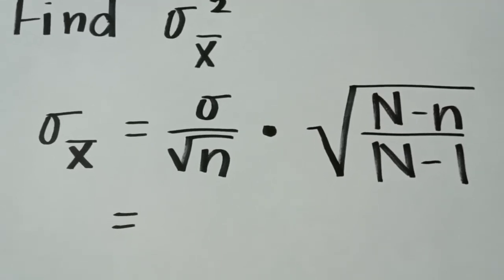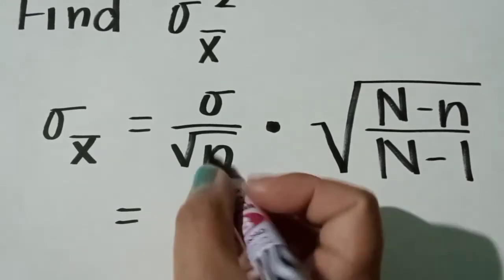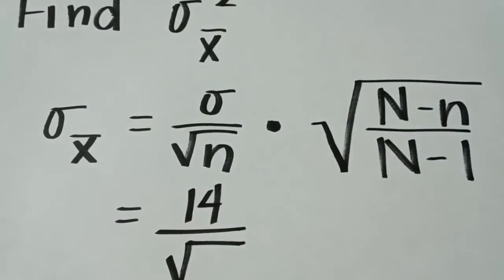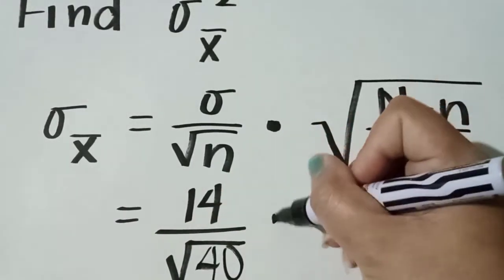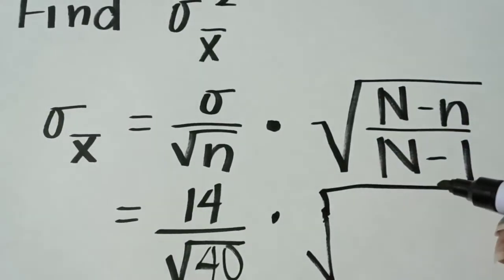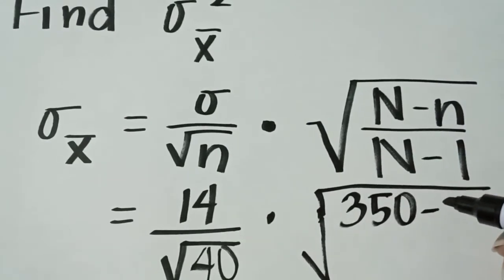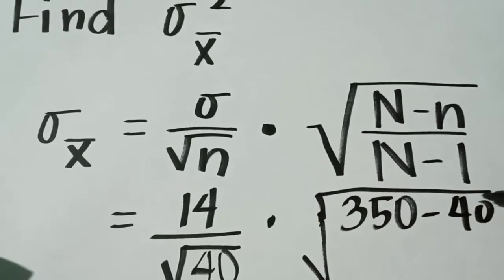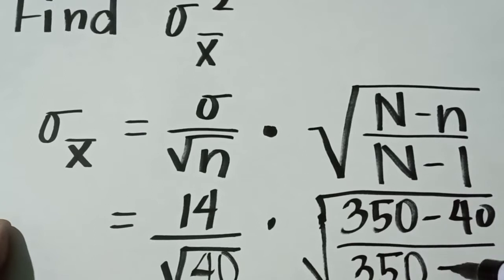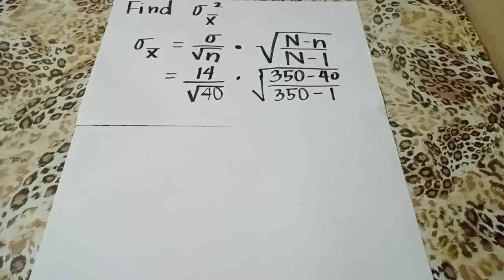So of course, the value of our standard deviation is 14, all over the square root of our sample size, which is 40, to be multiplied by the square root of our population size, which is 350, minus our sample size, which is 40, all over our population size, which is 350, minus 1. Okay, class, so let us solve.